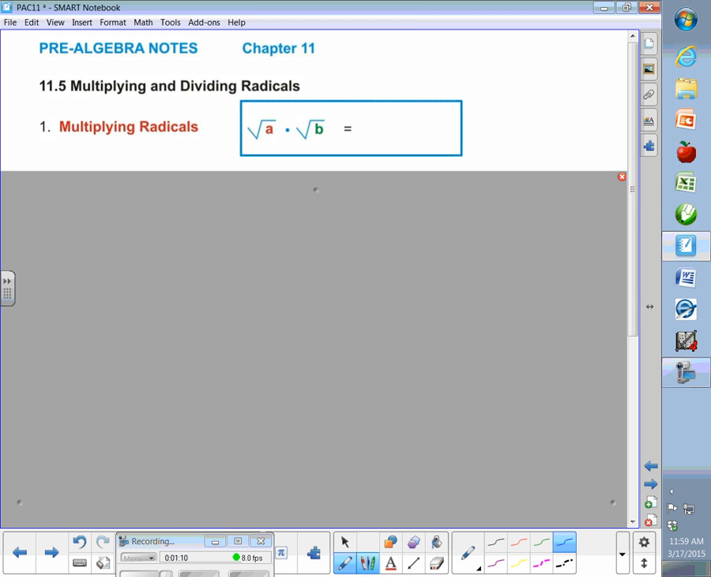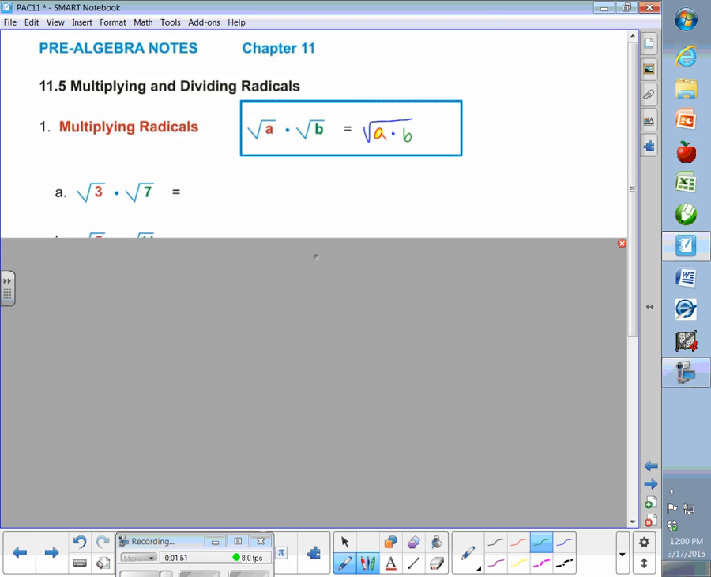How do you multiply them? It's very, very easy. You simply multiply the radicands. So the new radicand is going to be the A in the bottom times the B in the bottom. So 2 radicals become 1, and the radicand becomes A times B, whatever that would be. If A were a 2 and B were a 3, we're going to end up with the square root of 6. You multiply the radicands. That's all that's involved. That is the rule.